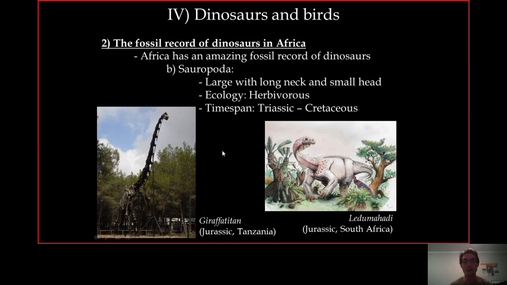These sauropods are quite interesting because they originated in the Triassic, and they ruled the Earth in the Jurassic, and then they got dominated by the duck-billed dinosaurs, so the Ornithischia, during the Cretaceous. So if you find the duck-billed dinosaurs, you're almost sure that you're looking at Cretaceous rocks. But if you find a very large sauropod bone, you're almost sure that you're looking at a Jurassic rock.